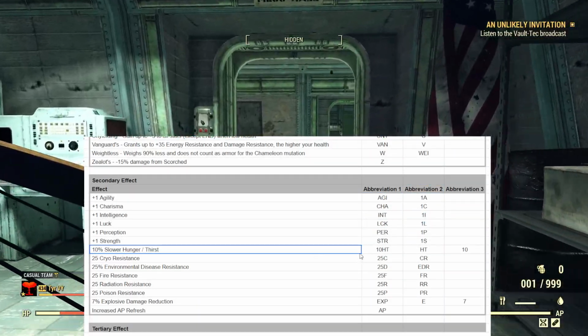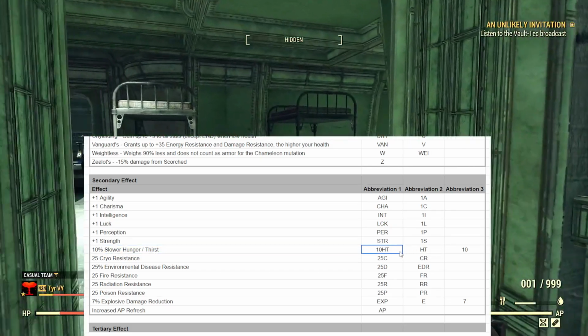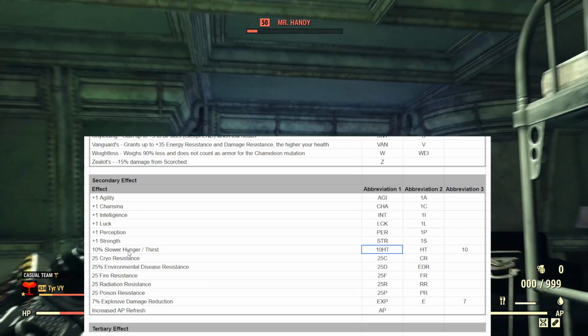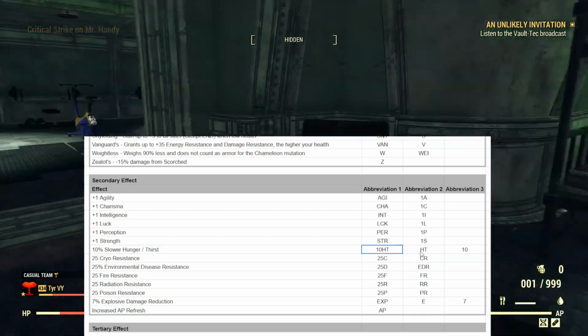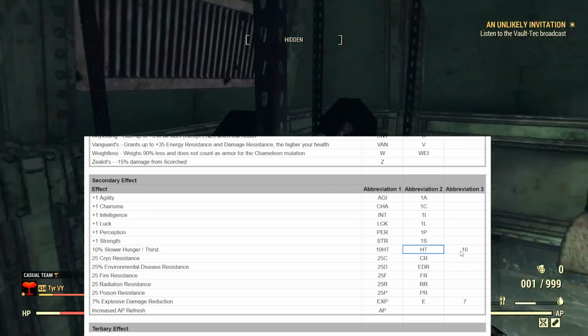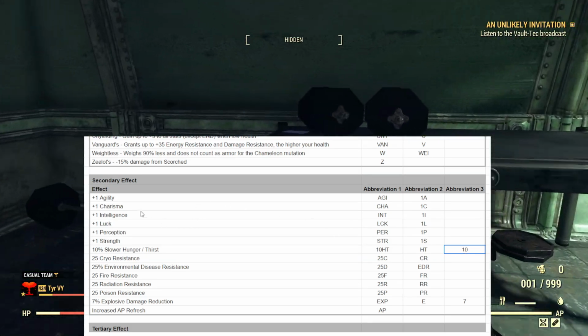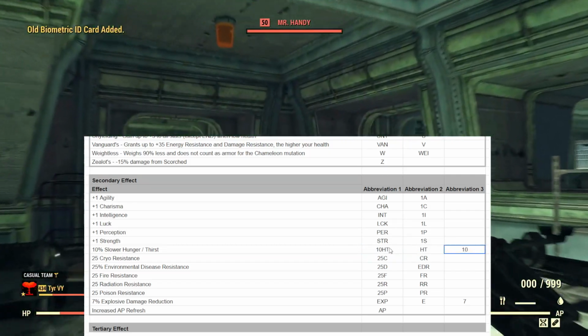Then we have the 10% slower hunger effect. This is mostly, I've seen people refer to it as 10HT, so hunger, HT, thirst, makes perfect sense there. 10HT is probably the go-to, however HT or just 10 would work just as well. There's nothing else in the secondary armor effect list that would be conflicting with that.